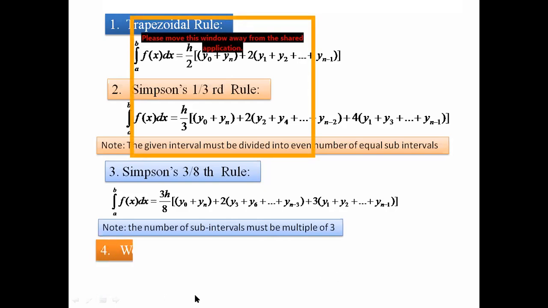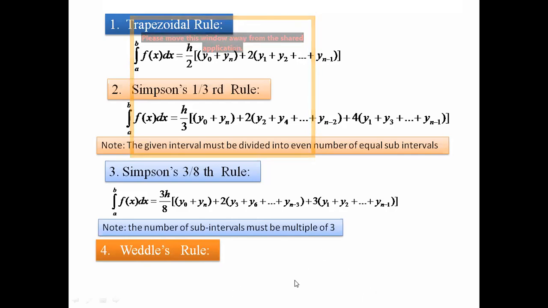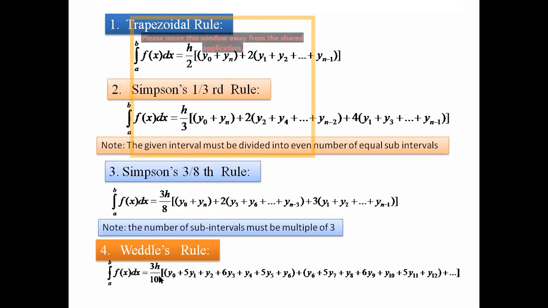Next, the last formula is Weddle's rule. For Weddle's rule, the condition is that the number of divisions is a multiple of 6. The minimum division needed here is 6, either 6 divisions or 12 or 18 or 24. Any multiple of 6 we can use. And the formula is not like the previous three; somewhat different. In Weddle's rule, there is a constant common factor 3h by 10.